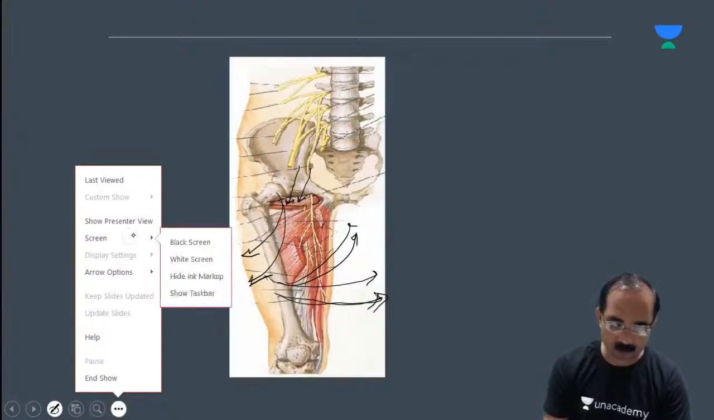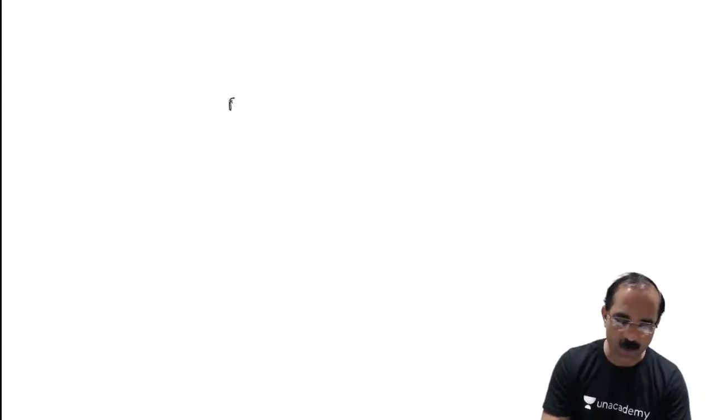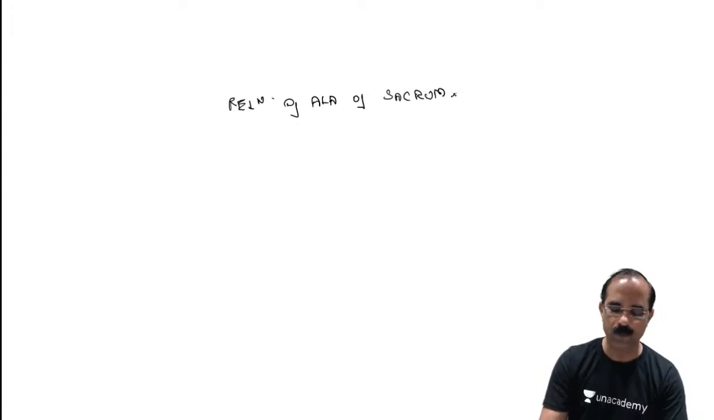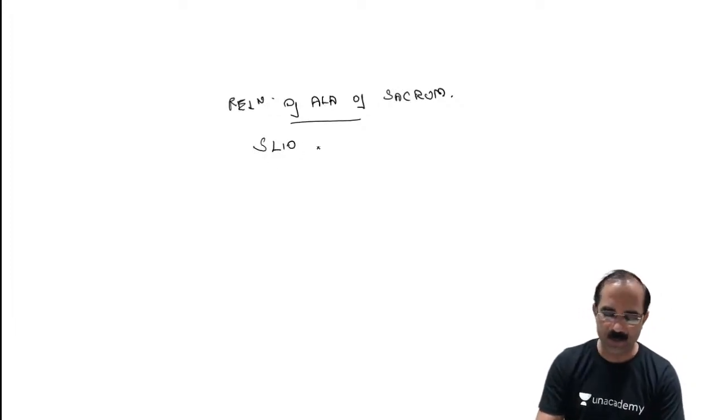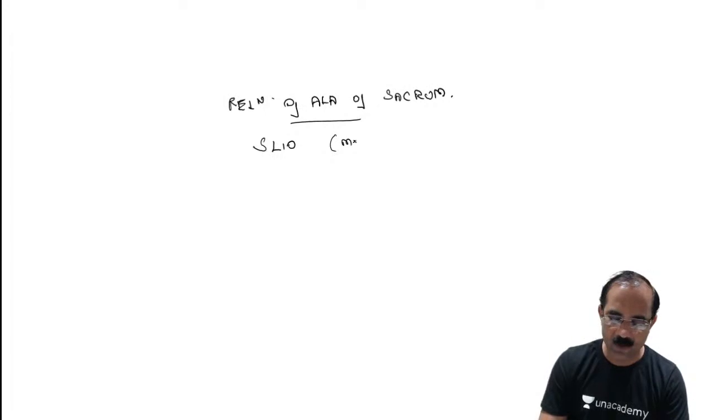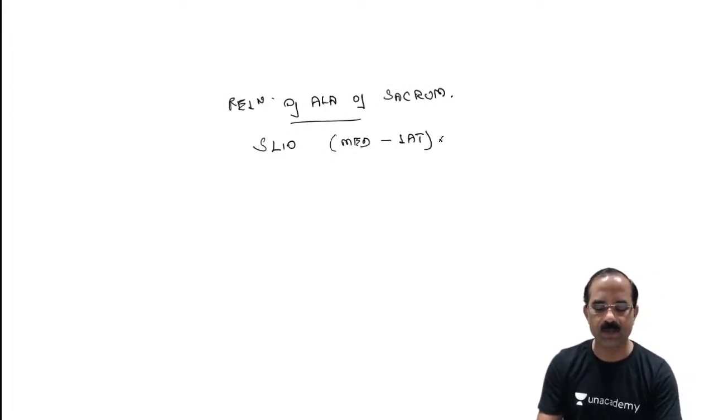Just quickly tell me what are the relations of the ala of the sacrum. A very important MCQ. A mnemonic to remember for you. Normally I don't tell mnemonics, but this is easy. SLIO. This sequence goes from medial to lateral.